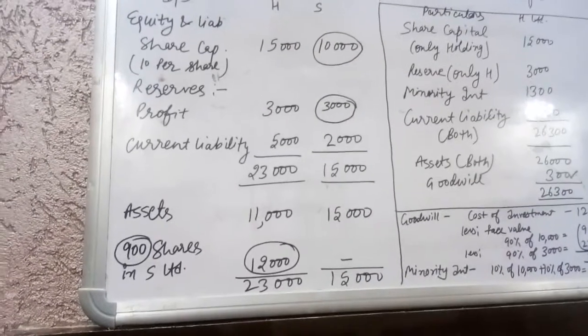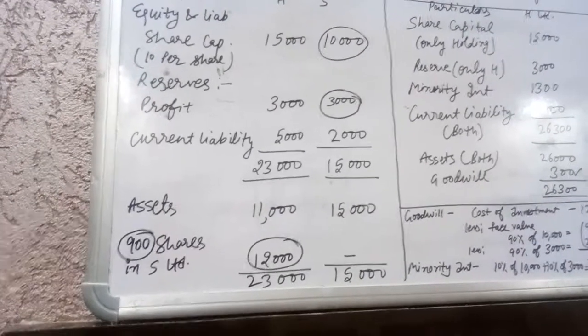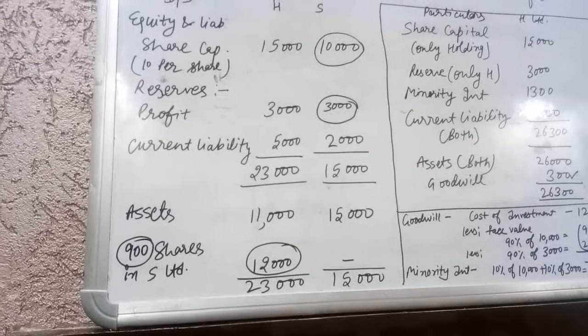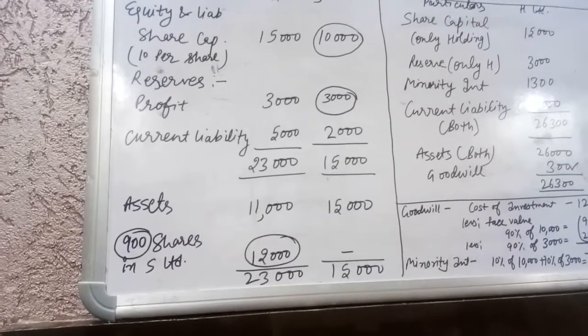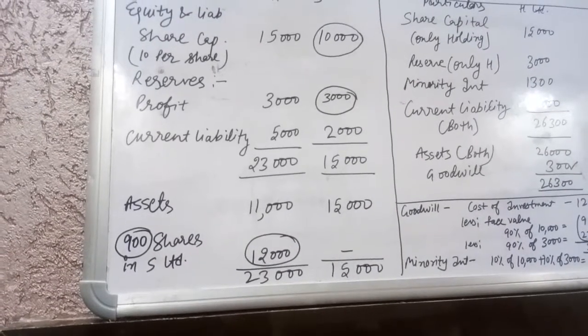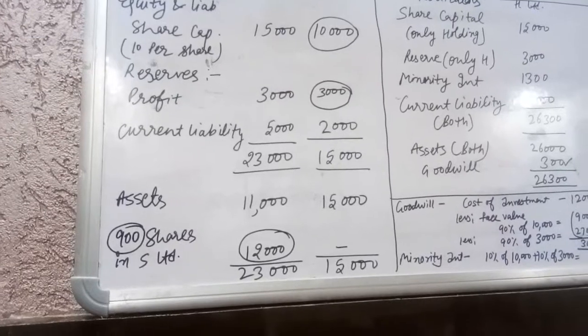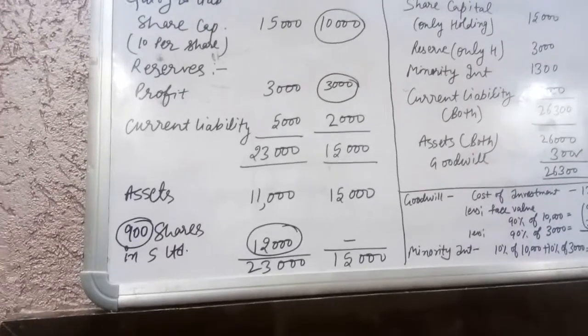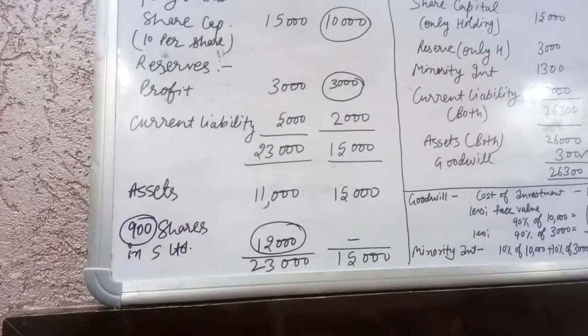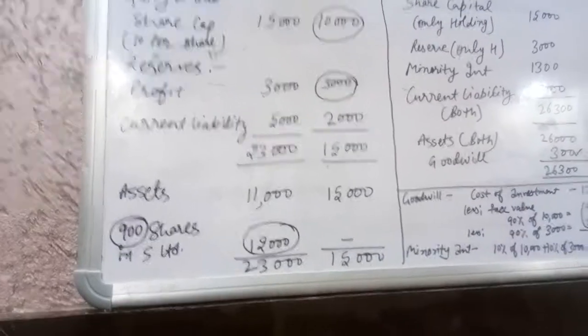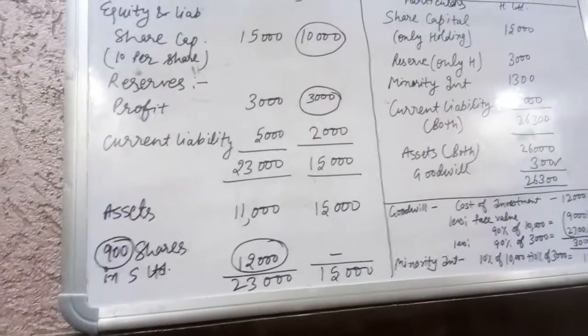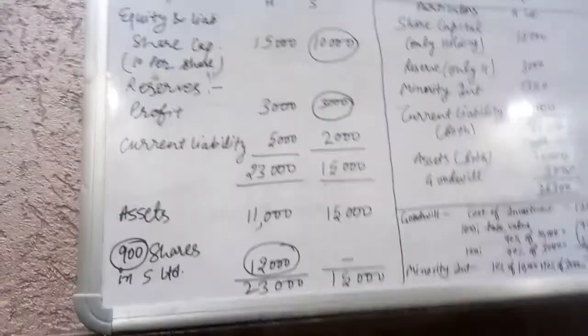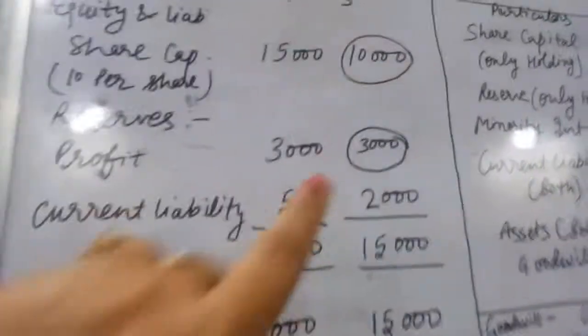This is an investment which is done by holding company in subsidiary company. होल्डिंग कंपनी ने सब्सिडरी कंपनी में 900 शेयर्स में इन्वेस्ट किया है और वो अमाउंट है इन्वेस्टमेंट का 12,000. तो पहले आपको ये देखना है कि सब्सिडरी कंपनी के पास कितने शेयर्स हैं. आपको कैसे पता चलेगा, यहाँ से पता चलेगा.